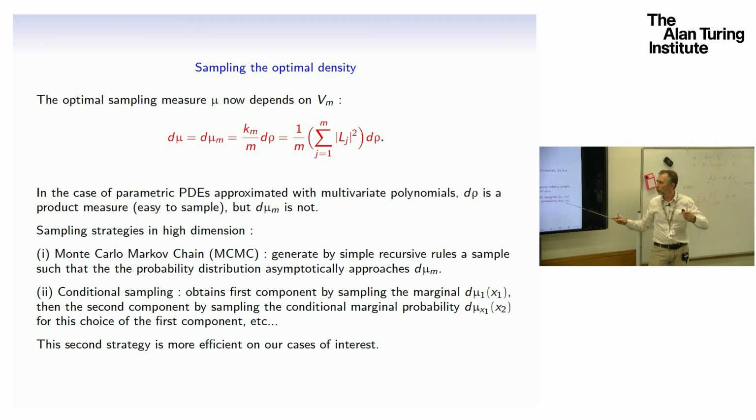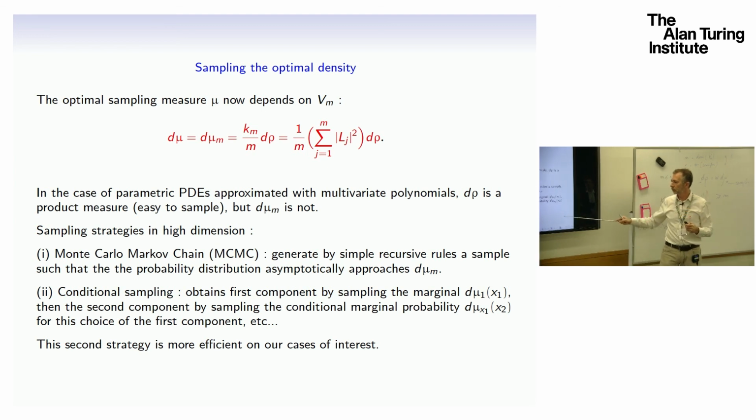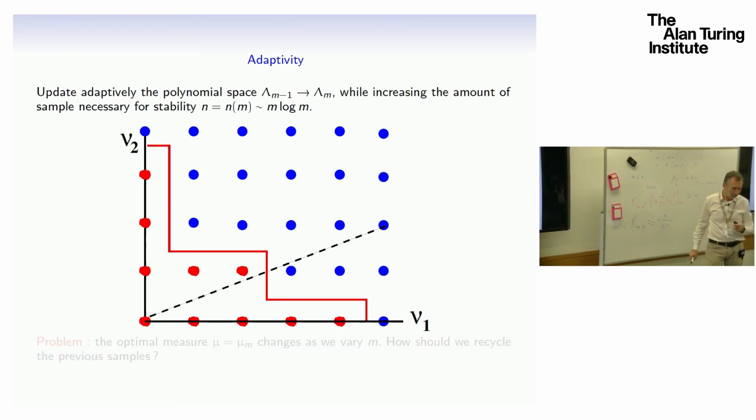And what you're going to do is first sample the marginal for the first variable. Once you have a sample, then you look at the conditional marginal, given your sample, for the second variable, and you go on like that. This is rather simple to implement. It's actually more efficient in our cases of interest. So you can do that.